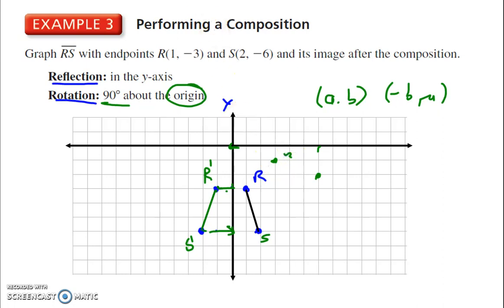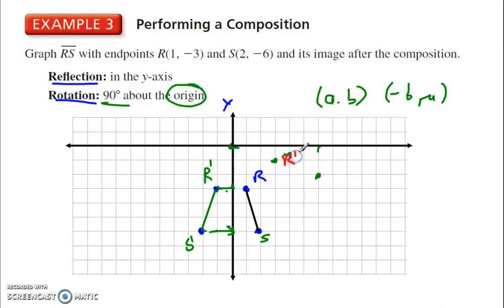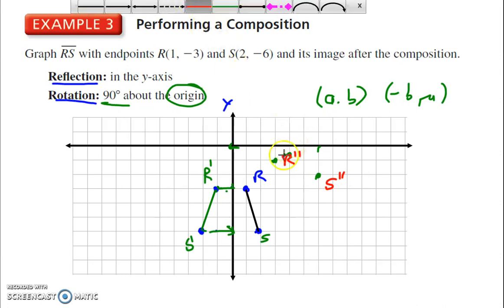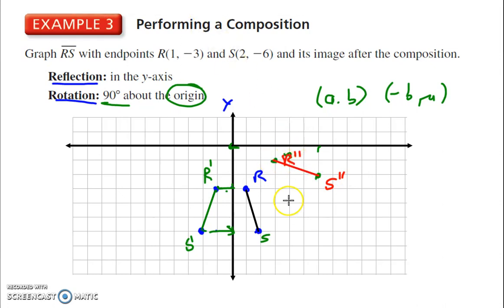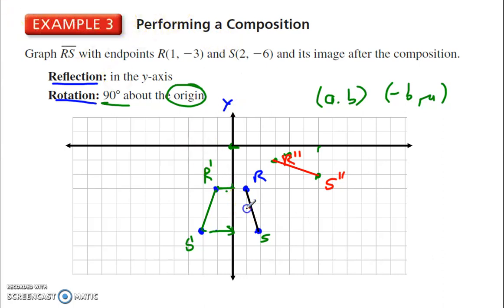So there's, well, change colors here. Here we go. R2 prime and S2 prime. And there's our new shape. So reflection across the y-axis, and then 90-degree rotation about the origin.